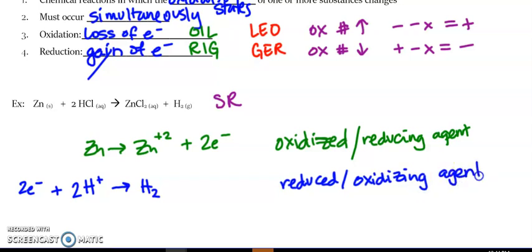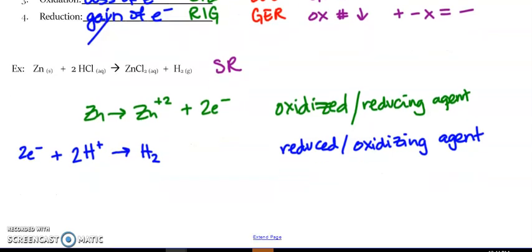The oxidizing agent is what's being reduced. It's oxidizing the other substance, or brings about oxidation. Whatever's being oxidized is our reducing agent because it's reducing the other substance. So where is the hydrogen getting the electrons? It's getting them from zinc. These have to be together. So single replacement reactions are always oxidation reduction reactions.